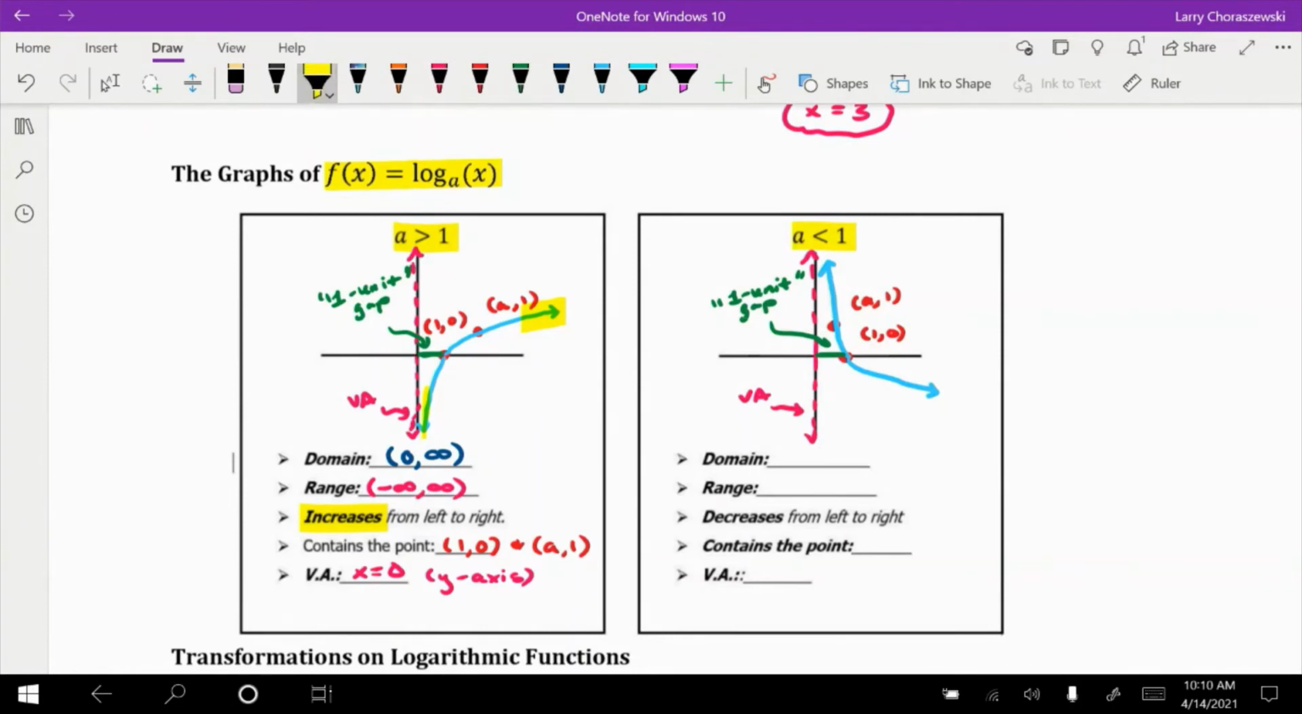Now, other than the fact that the graph decreases from left to right, everything else is the same as when the base is greater than 1. So the domain is all real numbers. I'm sorry, 0 to infinity. The range is all real numbers. It contains the 2 points (1, 0) and (a, 1). And then the vertical asymptote is x equals 0, which is the y-axis.